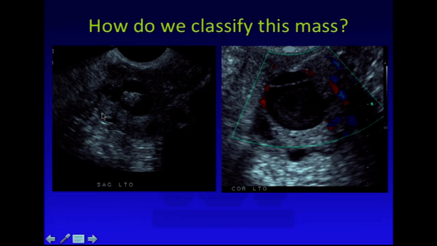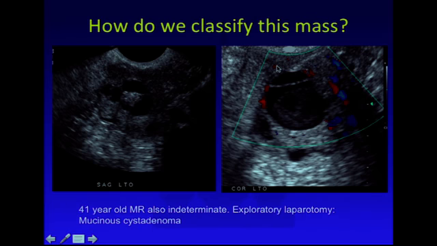Now, what happens with these masses? So this looks like a solid and cystic mass. There's some solid component, maybe the wall is thickened, so we're concerned about this. There is not much flow here. So really, this mass is perhaps a little bit more difficult to classify. She had an MR because we really were concerned that this could be a malignant lesion. It was also indeterminate on MR, and so these patients will have to go to exploratory laparotomy, and this was a mucinous cystadenoma.